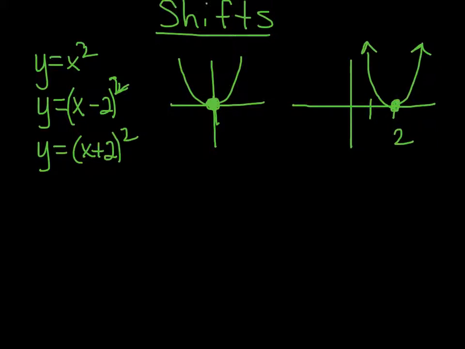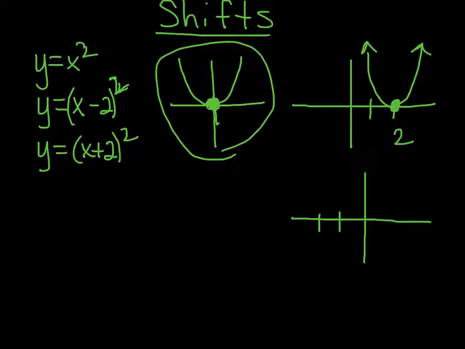Instead of being at 0, 0 like the first one, it's shifting to the right, and its new turning point is 2, 0. Now the third one, and I'm going to put that one down here, which is y equals (x plus 2) squared, actually shifts my original one, y equals x squared, right here. Okay, that's the original one. It shifts it to the left 2 units. So now the turning point for this one is at negative 2, 0.